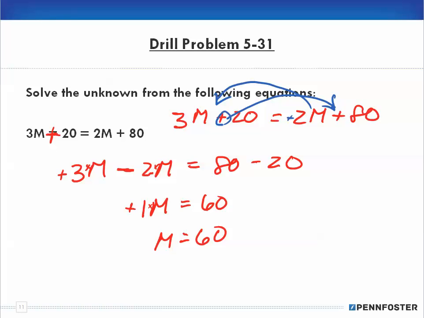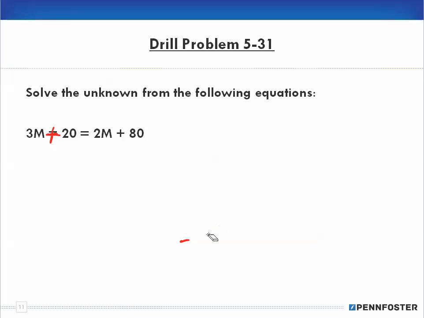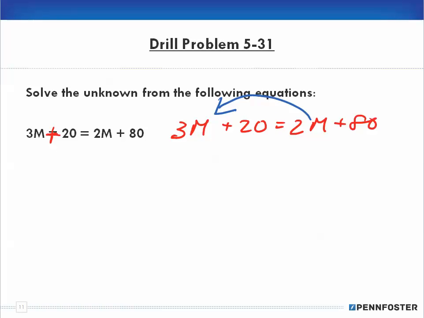Okay. Let's clean that up and go back over it real quick. And if you don't want to watch that, that's fine. End the video here. Okay. But I have 3m plus 20 is equal to 2m plus 80. I want to take and move my m's to the left, and I want to take my whole numbers to the right. Right? And whenever I move them across the equal sign, I change the sign.